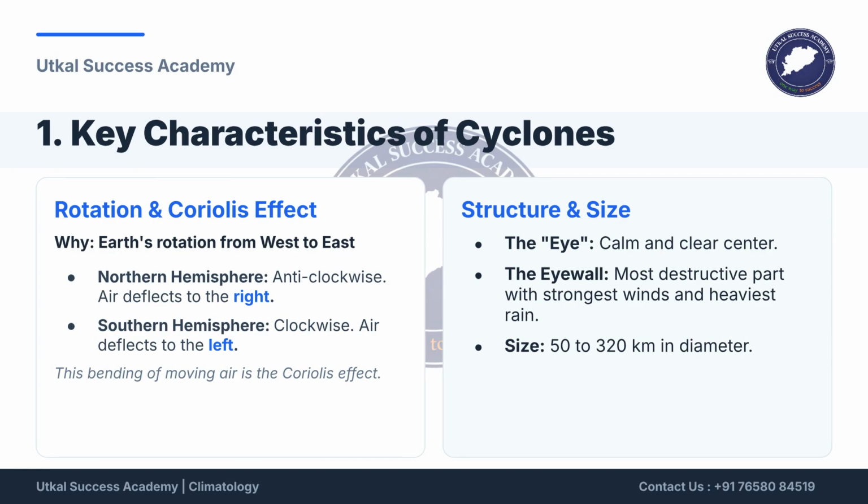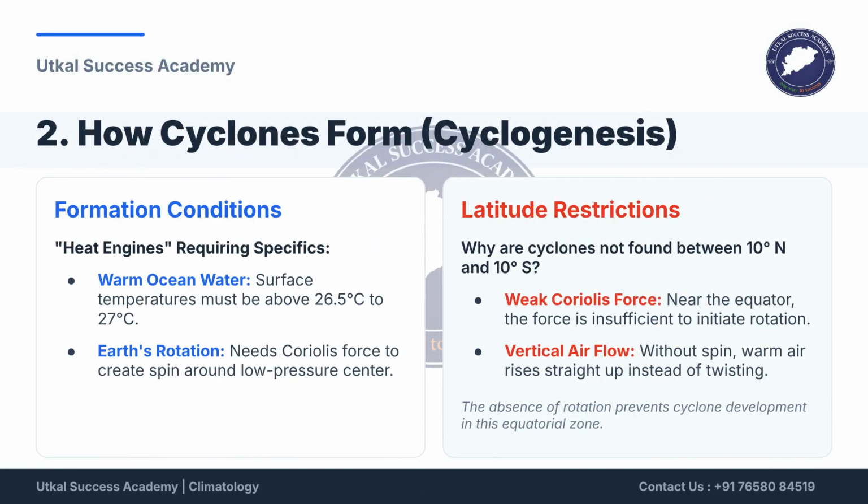Earth's rotation causes the Coriolis effect, leading to anti-clockwise rotation in the northern hemisphere and clockwise rotation in the southern hemisphere. The structure consists of the calm eye and the destructive eye wall. For cyclogenesis to occur, the primary conditions are warm ocean water, above 26.5 to 27 degrees Celsius, and the Earth's rotation to create a spin.